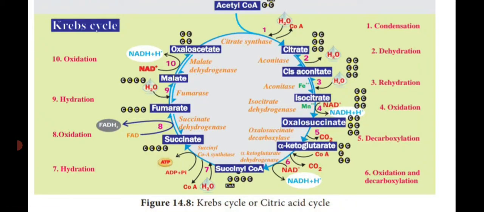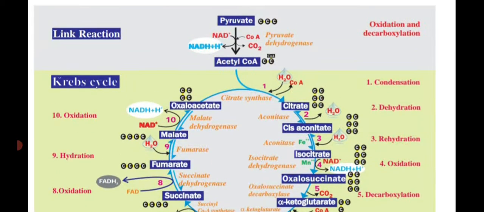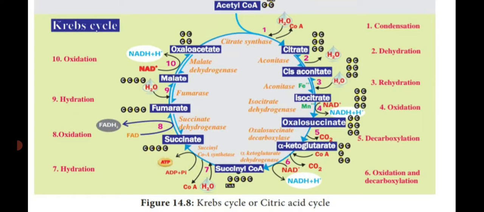Next, this oxalosuccinate is converted into alpha ketoglutarate, which is a 5-carbon compound, releasing one molecule of carbon dioxide; that is decarboxylation. This is the second process of decarboxylation. The first one already took place between pyruvic acid and acetyl coenzyme A. The other one takes place between oxalosuccinate and alpha ketoglutarate.